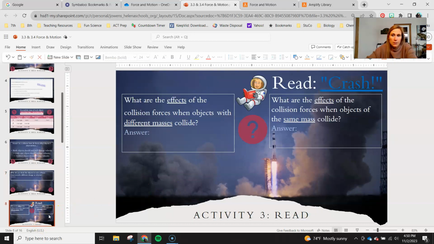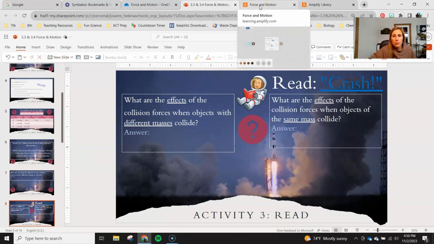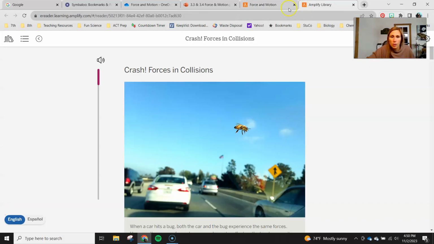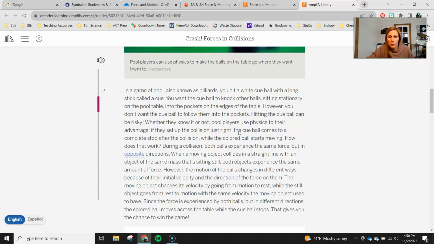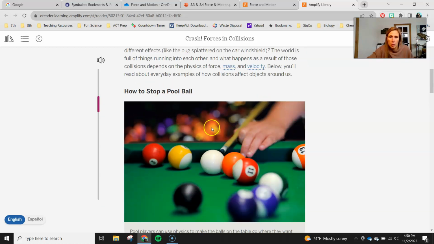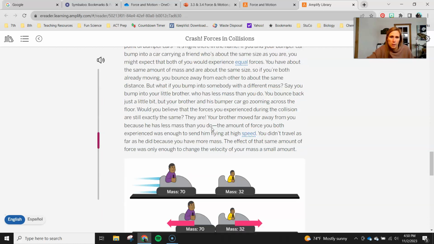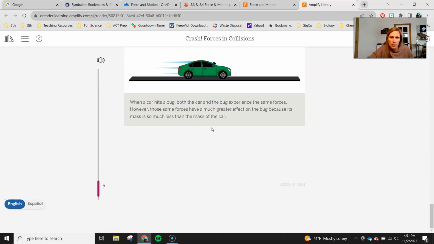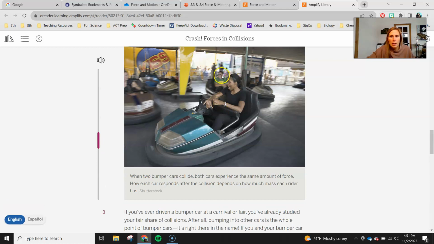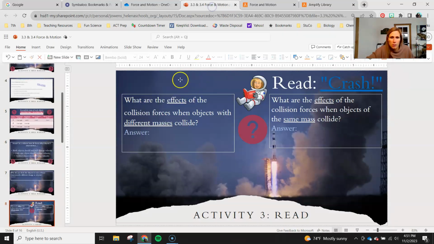All right, moving on to activity 3, you guys have a little article to read called Crash. So again, chapter 3, our focus is collision. So your article looks like this. You guys can see the little bug that we were waiting on, about ready to hit the windshield. So you guys are going to learn a little bit about a couple different collisions that you might see: pool balls, bumper cars, obviously the bug and the windshield. Okay, so read through that and then you will answer these 2 questions.